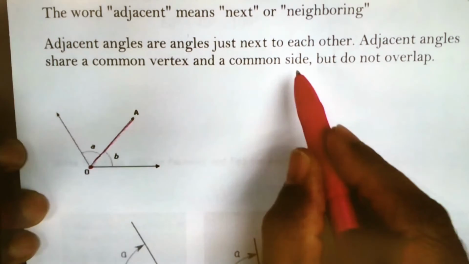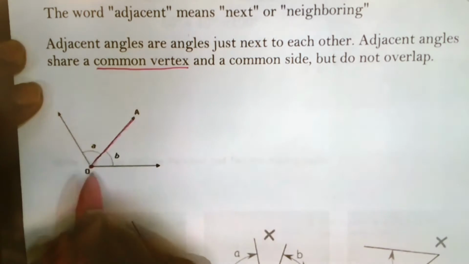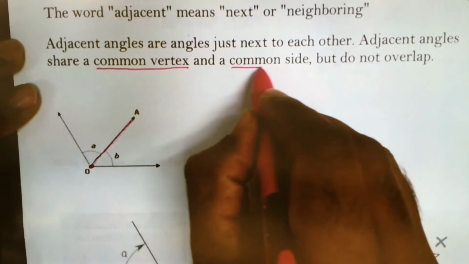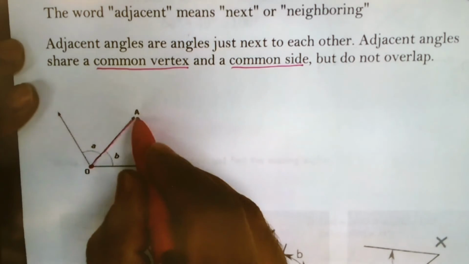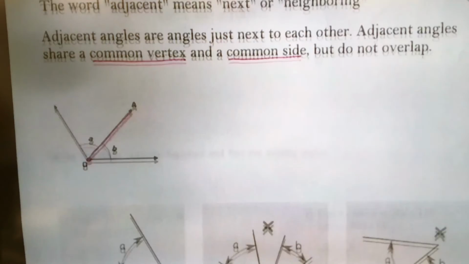So adjacent angles are angles that share a common vertex, so they should have a common vertex here, and they should have a common side. Here is the common side. That type of nearby angles are known as adjacent angles. So here I have a few things.